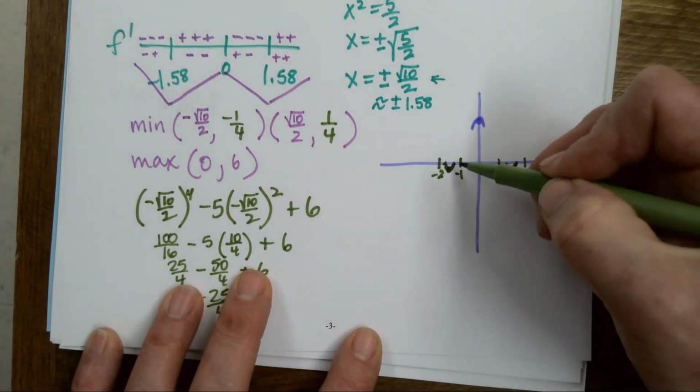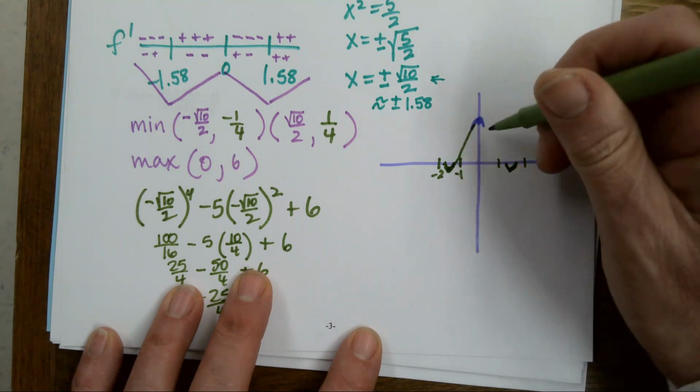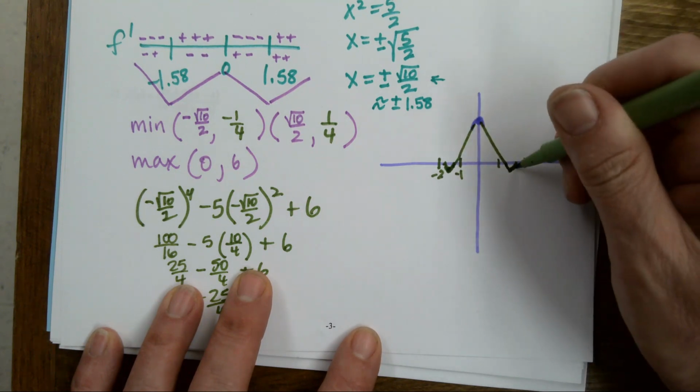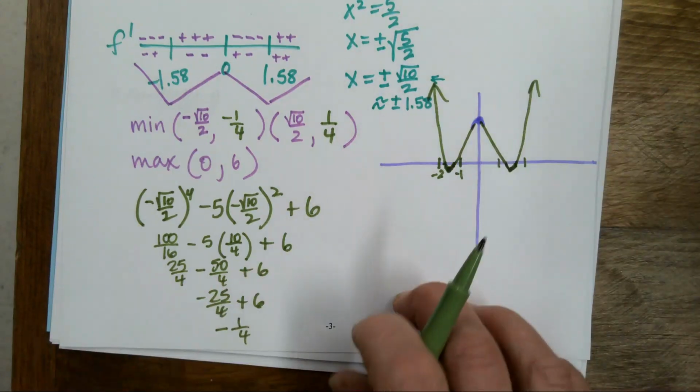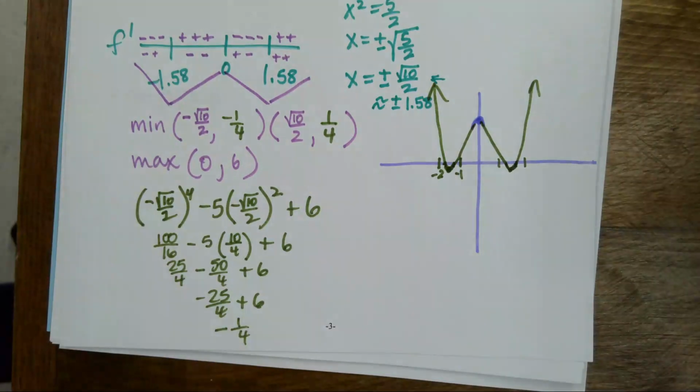Now here, it's just a matter of connecting my pieces. Knowing that I can't cross again. Knowing what my end behavior is. Knowing there are no more mins and maxes. And done with that problem.